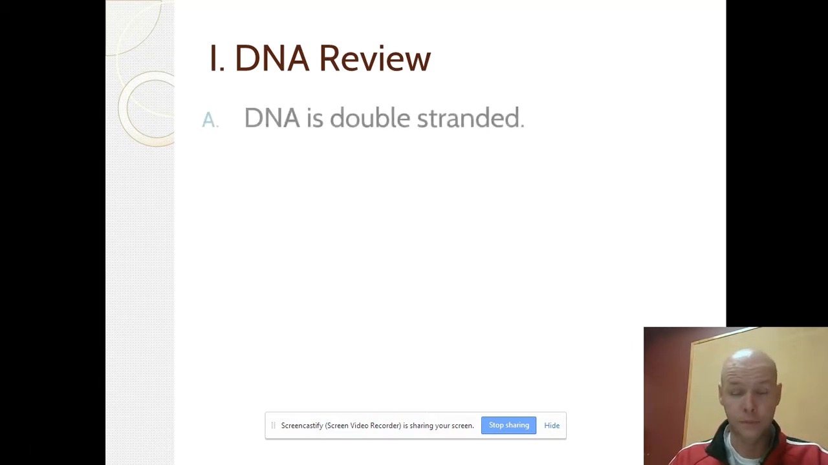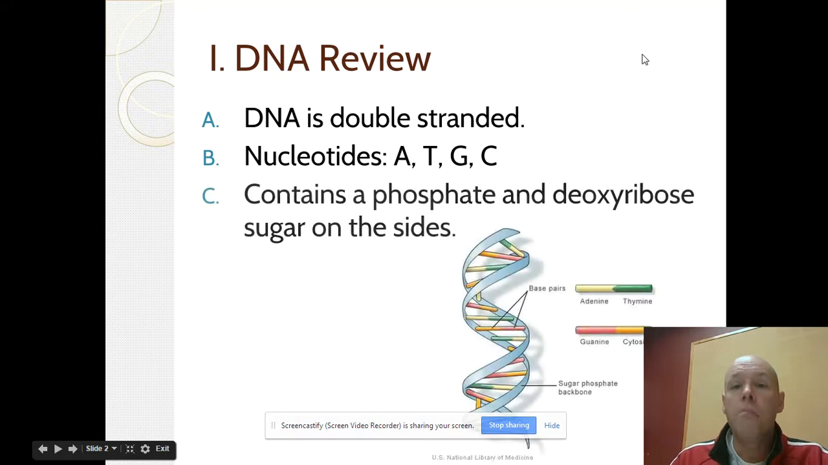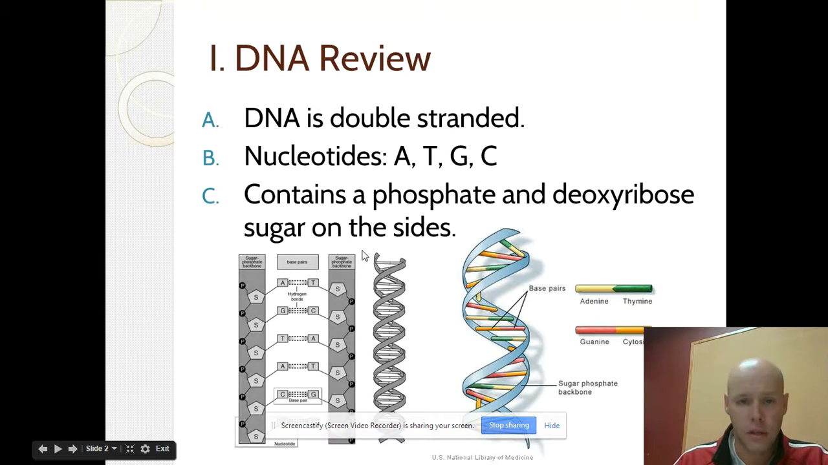Remember, DNA is double-stranded. It has two strands that form a helical shape, so kind of like a spiral staircase. It has the nucleotides A adenine, T thymine, G guanine, and C cytosine. And the backbone of DNA contains a phosphate and a deoxyribose sugar. So if we look at the images that I have down here, I mainly want to focus on this one on the left that you have in your notes.